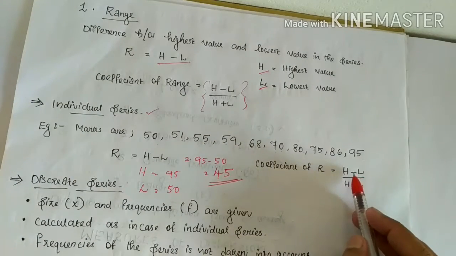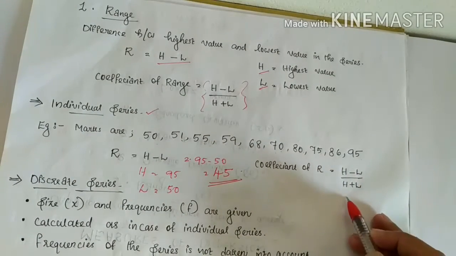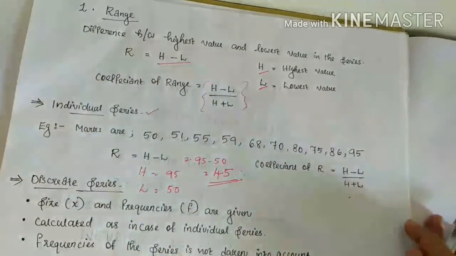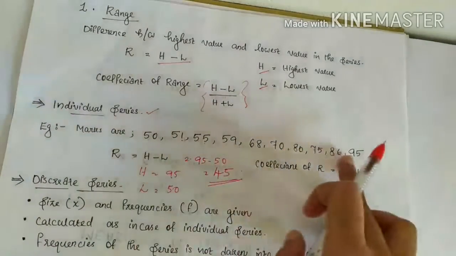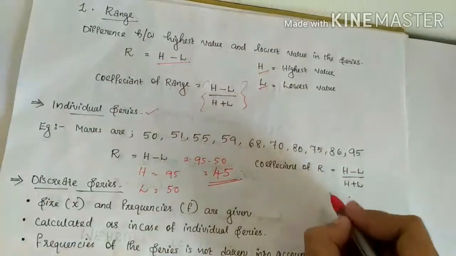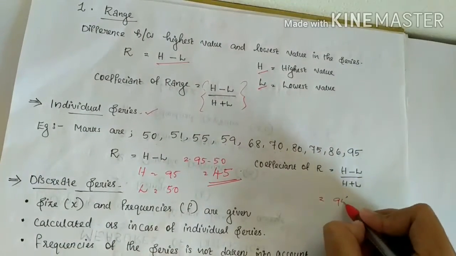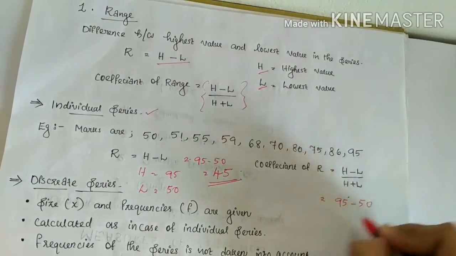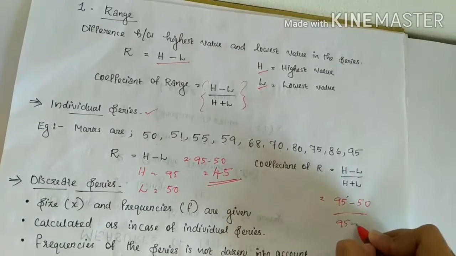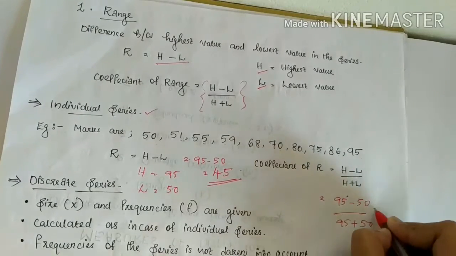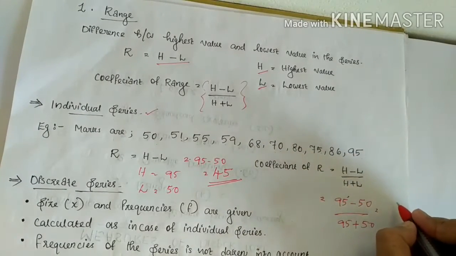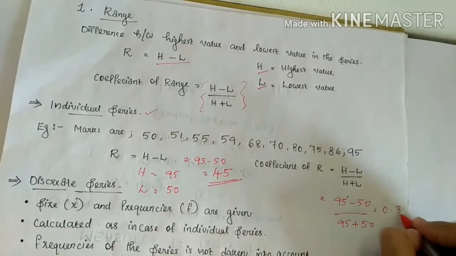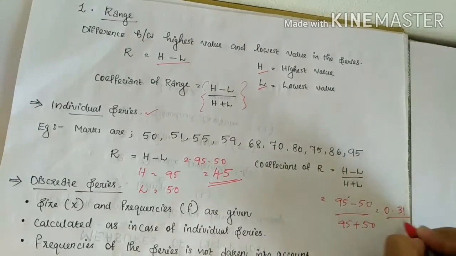Then how to calculate coefficient of range? Coefficient of range is equal to H minus L divided by H plus L. Already we found the highest value and lowest value in this series. Then apply the equation, that is 95 minus 50 divided by 95 plus 50. The answer is 0.31. Clear?